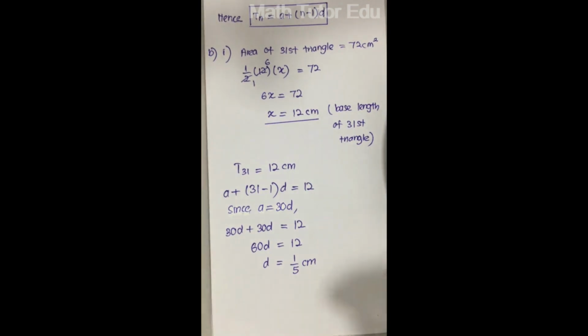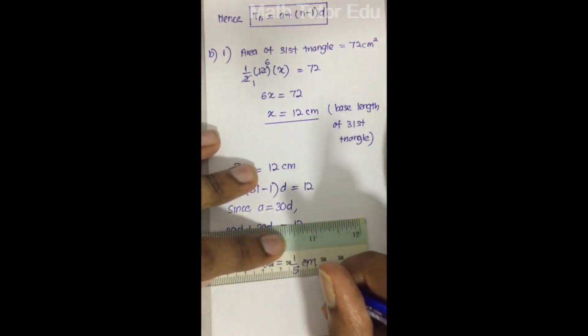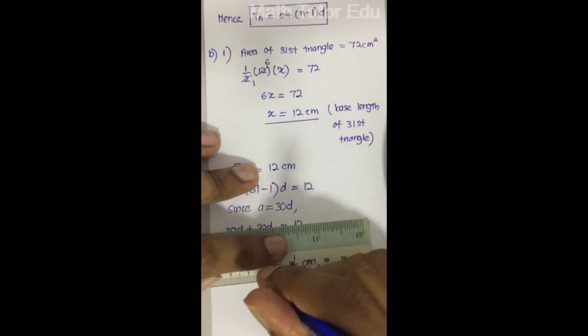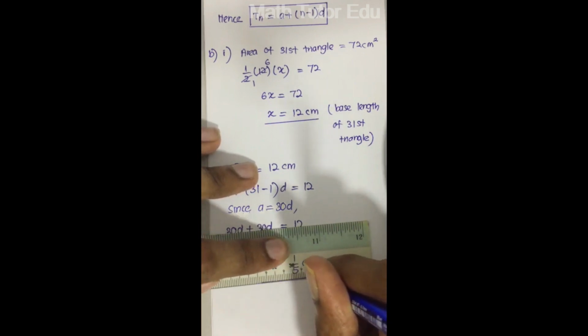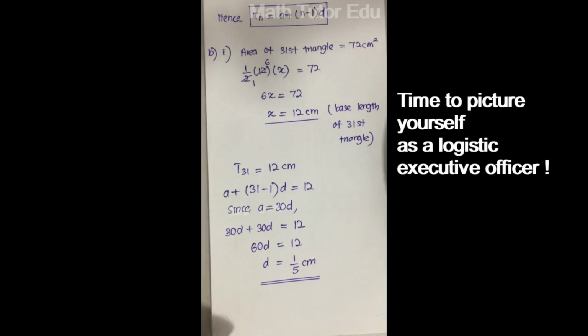If you wish, you can write your answer in decimal, or you can leave it in fraction form. So you get d equals 1 over 5 centimeter. So we are done with question B, part 1. Up until now, I hope you guys are clear. The real challenge starts now, guys. I'm going to guide you one by one, so stay with me, guys.